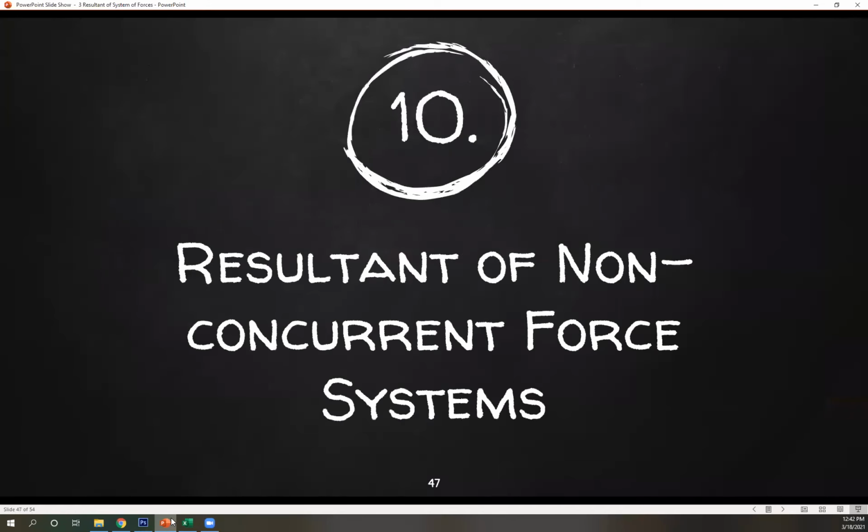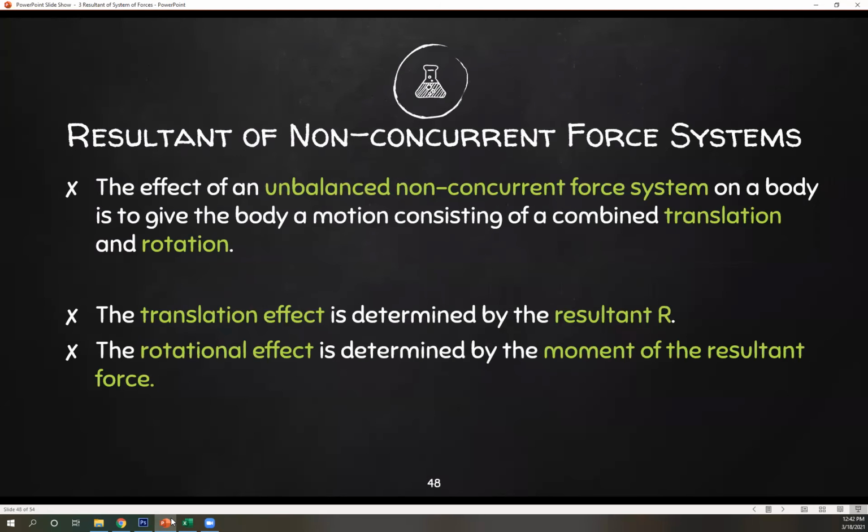Since you don't have questions, let's move on to the next topic, which is the last topic for resultant, which is resultant of non-concurrent force system. And this is just a combination of all your topics so far. The effect of an unbalanced non-concurrent force system on a body is to give the body a motion consisting of a combined translation and rotation. So translation effect is determined by resultant R. Rotational effect is determined by the moment of the resultant force.